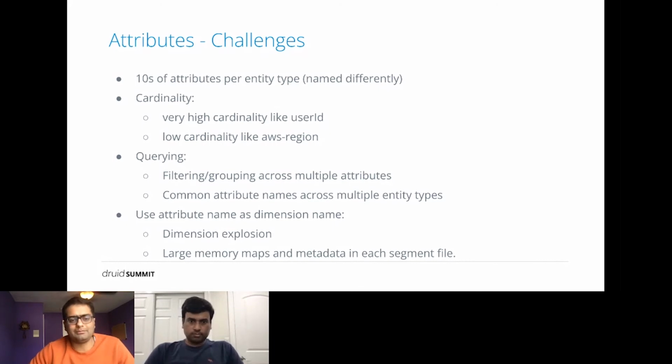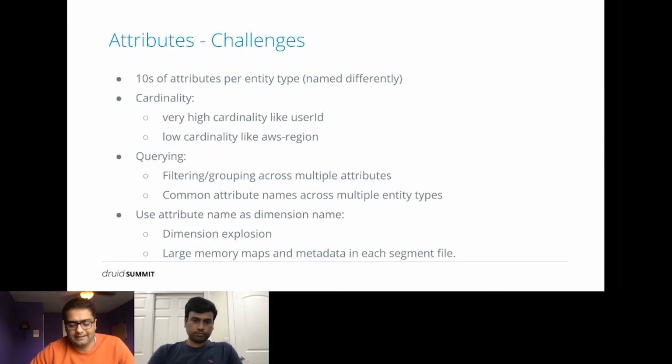Also, if you remember the way we were transitioning the AWS region from EC2 up to service and application, the same attribute name can be shared across multiple different entity types, and we might want to query them together.